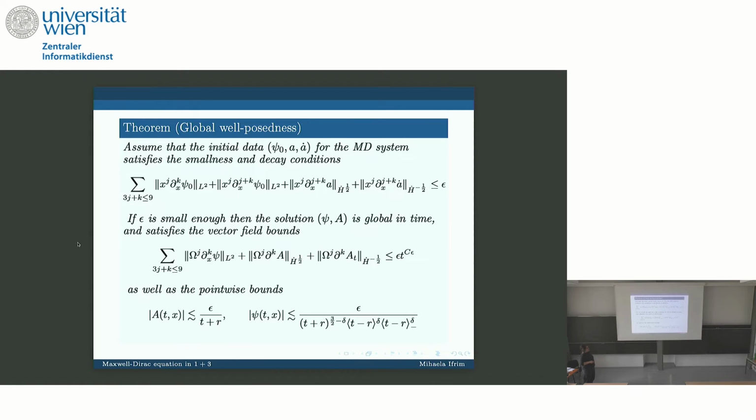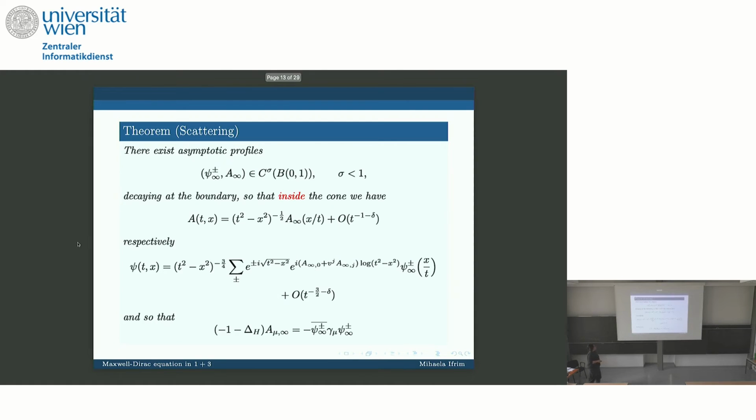And now here is the bound of psi, which is the commonly known one. So psi is going to decay like t to the minus 3/2. So you'd expect better if you were to have a regular wave equation, but that's not the case. Going back to the second thing that I said we're going to prove, it's the scattering.